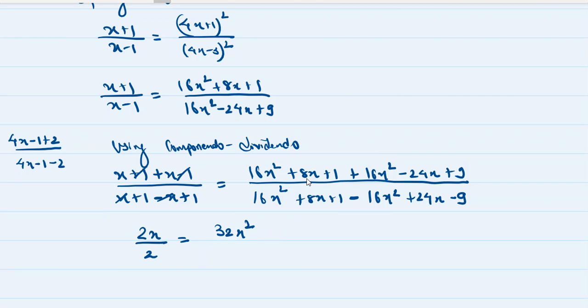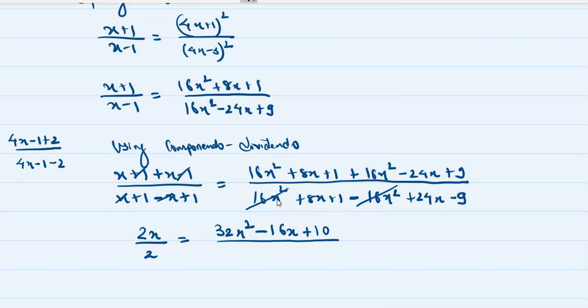8 minus 24, 24 minus 8 is 16 minus 16. Is it correct? 16x square minus 16x square will cut. 8x. Sir, it should be 10. Sorry. It should be 32x square minus 16x plus 10. Plus 10, yes. You are right. Thank you for saving me again.